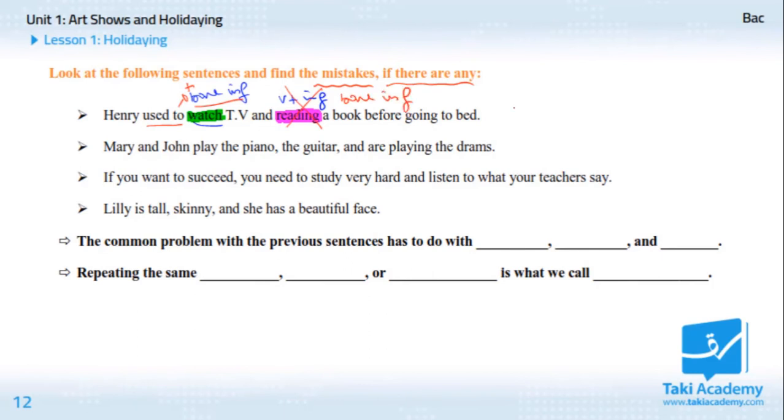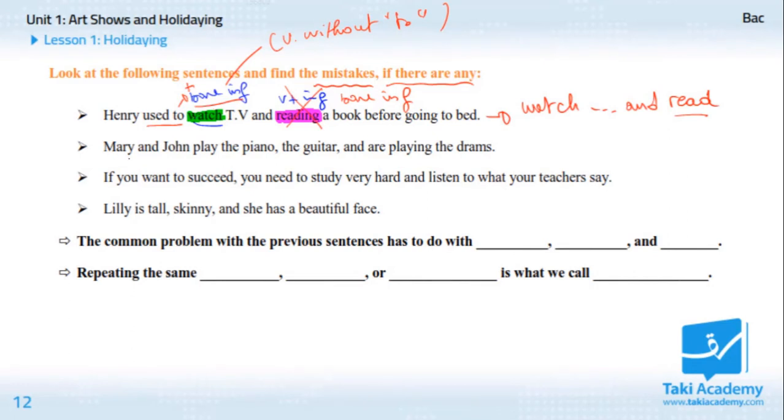So how can we correct this? Henry used to watch TV and what? And read a book before going to bed, because we said we need verb in the bare infinitive. This is the bare infinitive. Bare infinitive means verb without to. Okay? This is the meaning of bare infinitive. So bear this in mind.